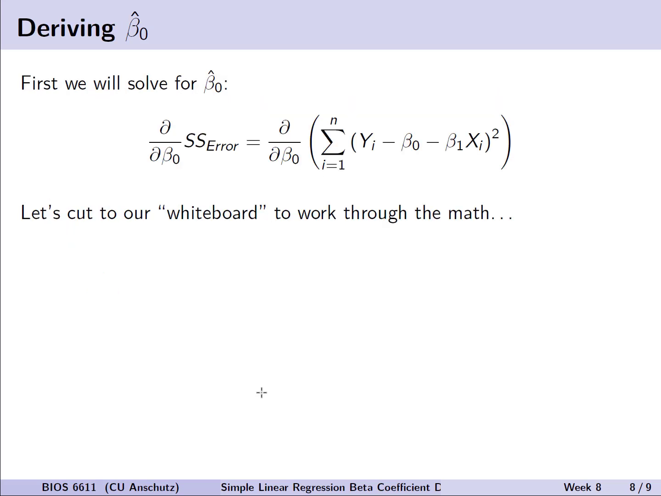So first we're going to solve for beta naught hat. Again, we're going to take our sums of square error, take the first order partial derivative with respect to beta naught, which we can see written out over here for our starting point for what we're going to solve. So let's pause here, switch over to a whiteboard, and work through the math step by step.